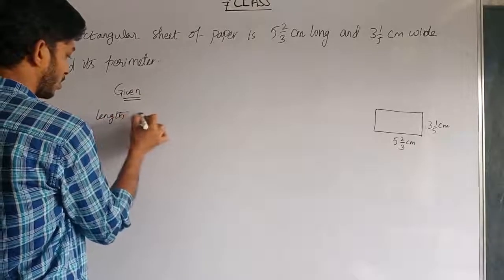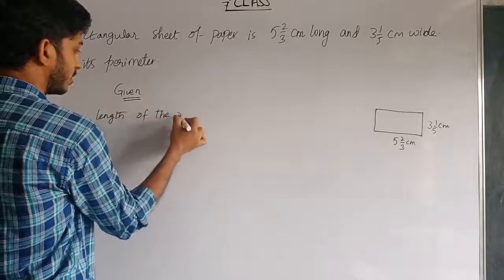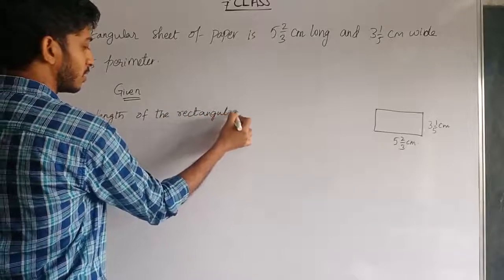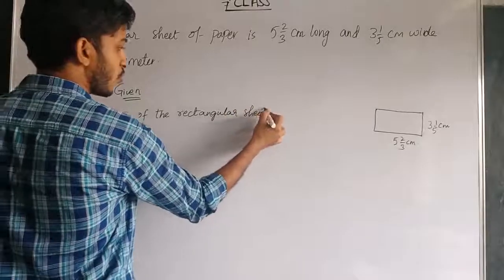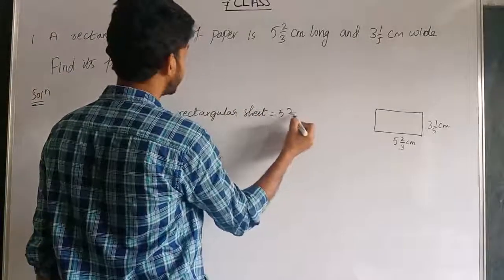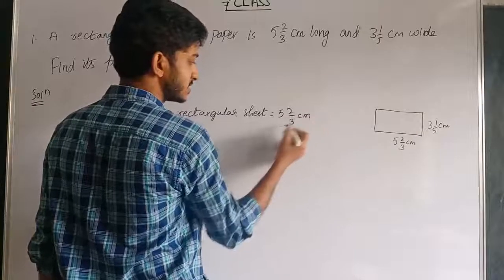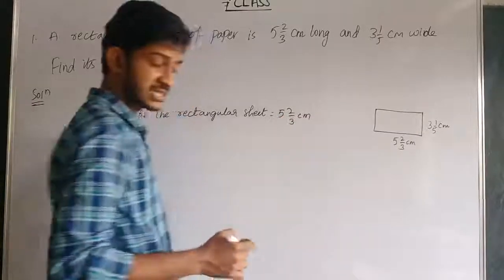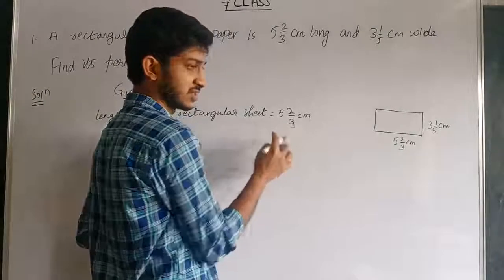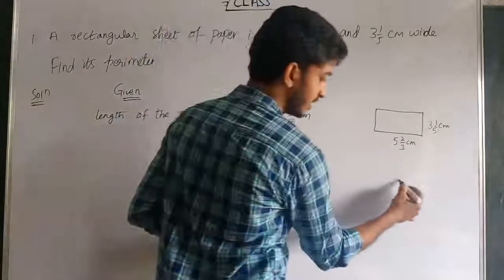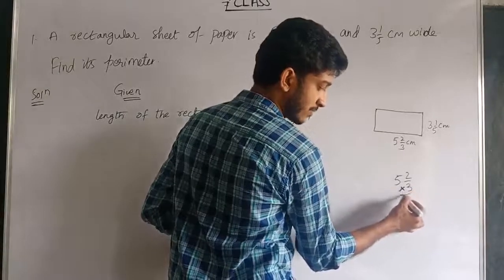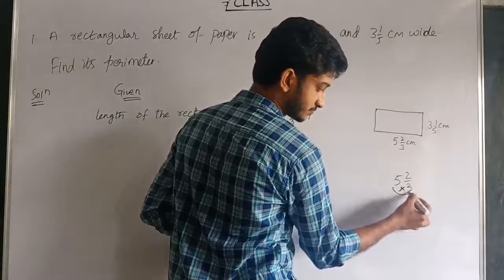Length of the rectangular sheet. What is the length of the rectangular sheet? 5 2/3 centimeters. See here it is 5 2/3 centimeters, means it is a mixed fraction. So convert this into an improper fraction. How can we convert? Simply 5 2/3 is the number. Simply multiply these two numbers.